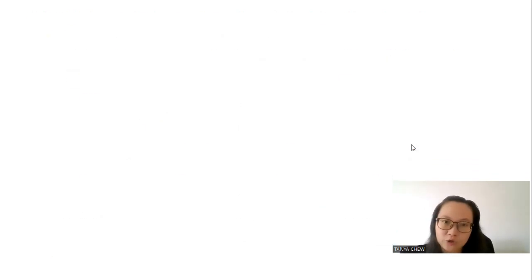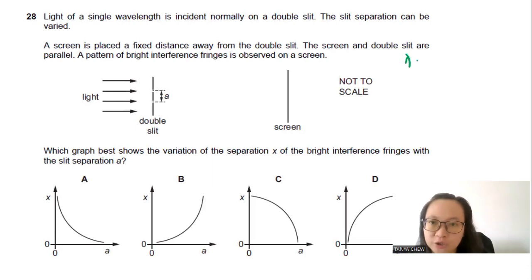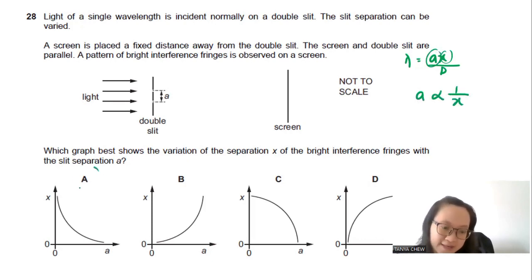First of all, you have to recall the equation of the interference. Lambda is equal to ax over D. So it is about x and a. a is inversely proportional to x. So A is the answer.